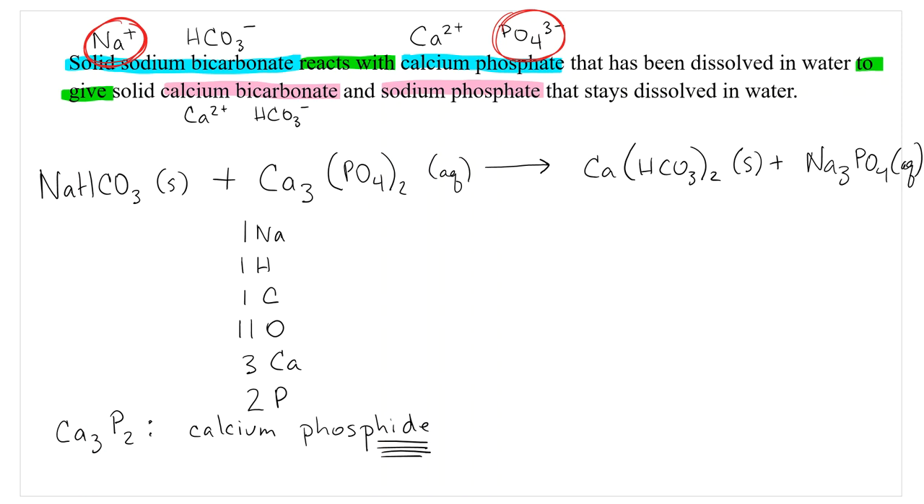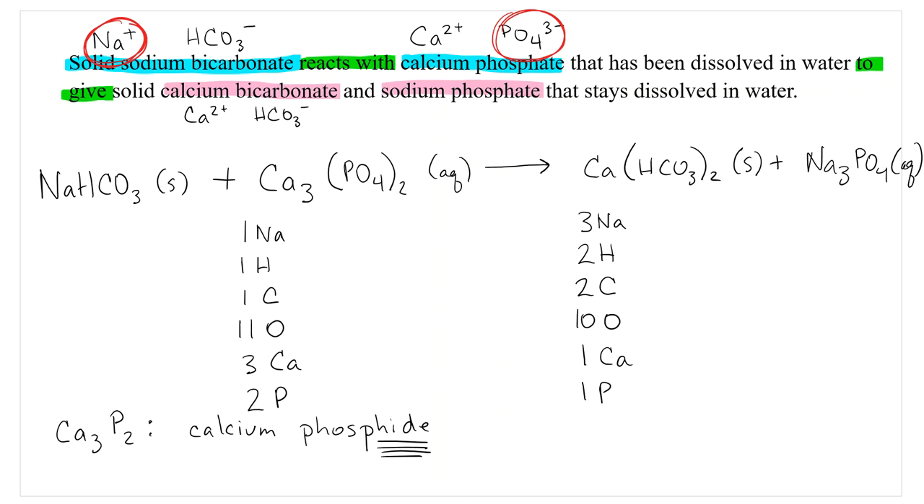So we'll start with sodiums. How many sodiums do I have in my products? 3 sodiums. Next up is hydrogens. 2 hydrogens. Carbons. 2 carbons. Oxygens. 10 oxygens. 2 times 3 is 6, plus 4 gives you 10. How many calciums? Just the 1. And last but certainly not least, how many phosphoruses? 1.